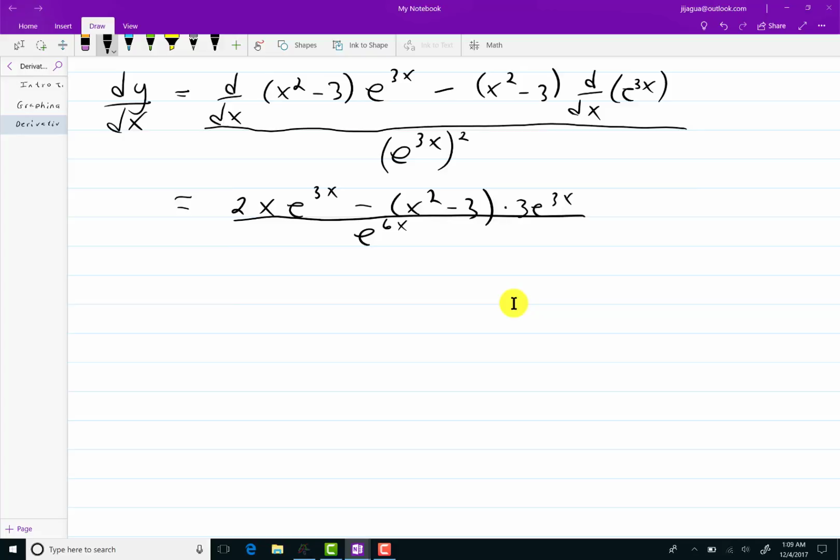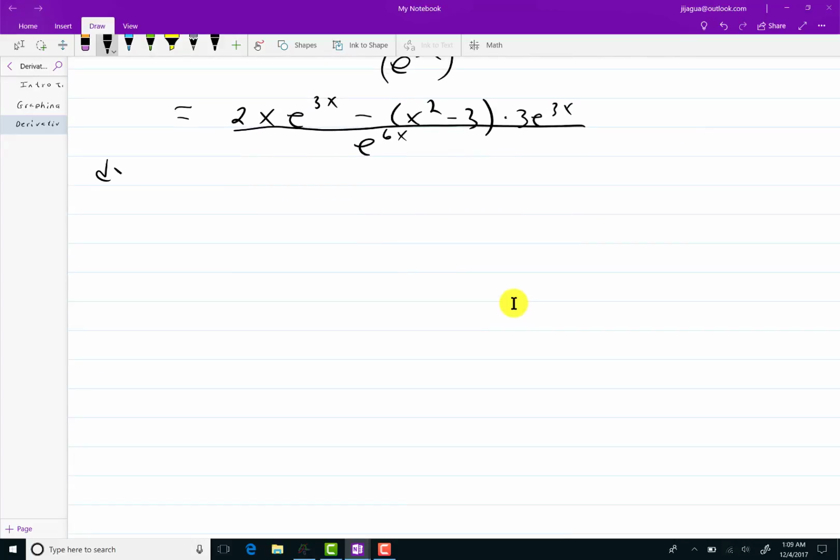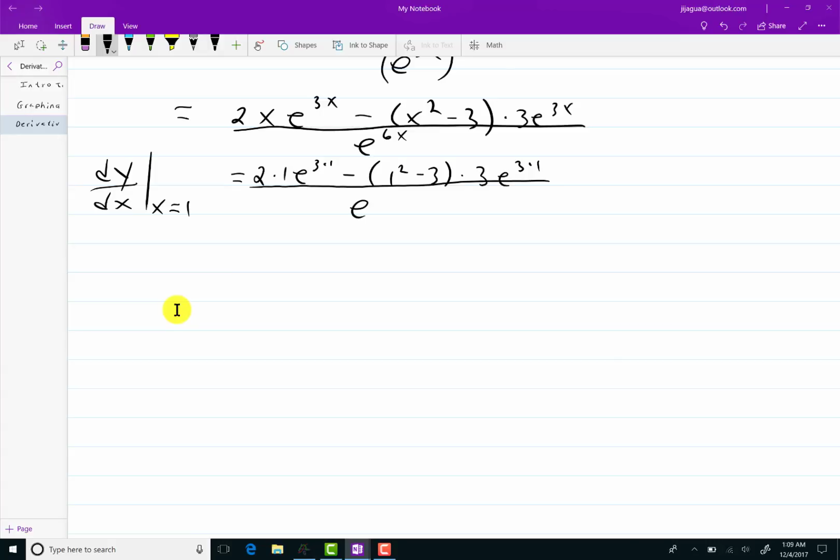So now to get the slope, when x equals 1, I need the derivative's value at x equal to 1. This will give me my slope. Remember that notation? When I write this notation, this is the derivative evaluated at x equal to 1. So everywhere I see an x, I'm going to replace it with a 1. So I have 2 times 1, e to the 3 times 1, minus 1 squared minus 3 times 3e to the 3 times 1, all over e to the 6 times 1.